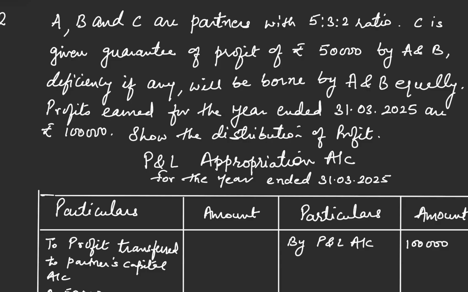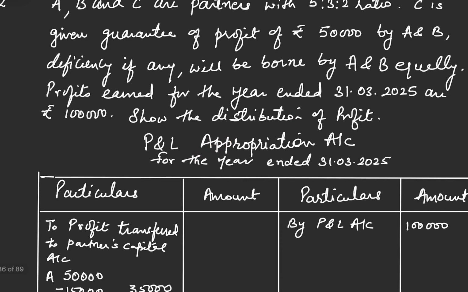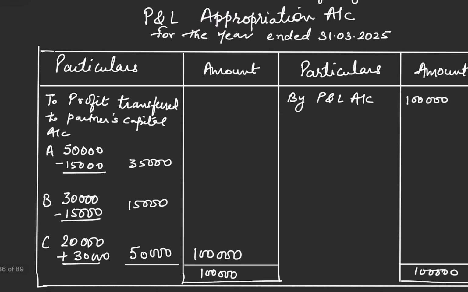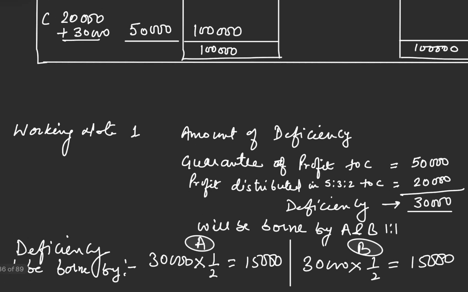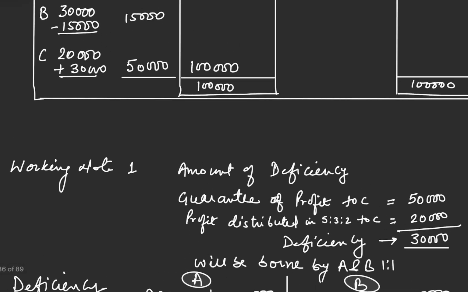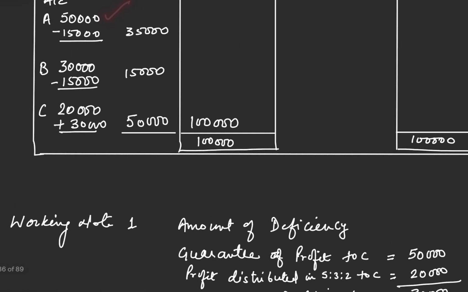So profits are given, we'll be making profit and loss appropriation account. Let's see. So here we are transferring the profit of rupees 1 lakh by profit and loss account. Now we'll be distributing this profit of rupees 1 lakh between the partners in the ratio 5:3:2. So if we distribute the profit, we find that initially A will get 50,000, B will get 30,000 and C will get 20,000.